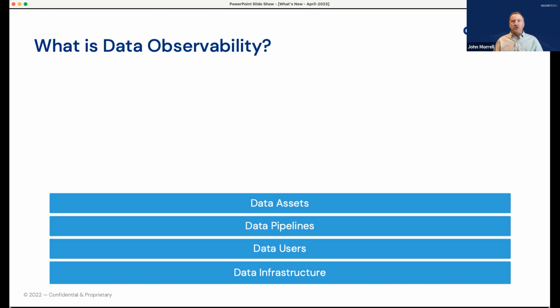Understand your data users. What are users doing with the data? How often are they touching it? What types of queries are they running on that? And then lastly, understanding your data infrastructure. How is my infrastructure running? What are my costs looking like? What is my performance looking like? So all four of those areas are critical for data observability.